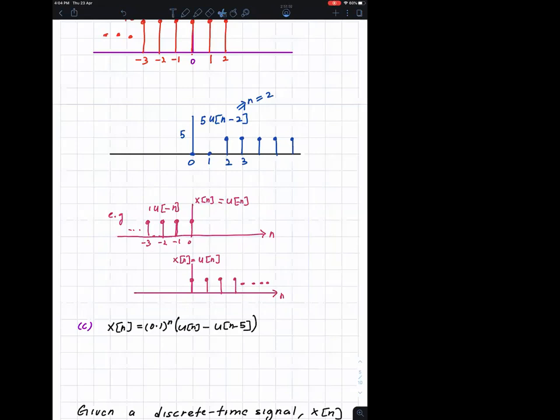You can flip first. A flip is not really flipping. The unit step u[n] is defined as 1 when n is greater than or equal to 0, and 0 when n is less than 0. That's how it's defined.